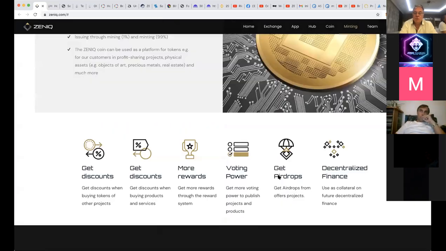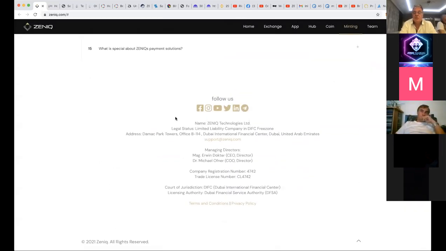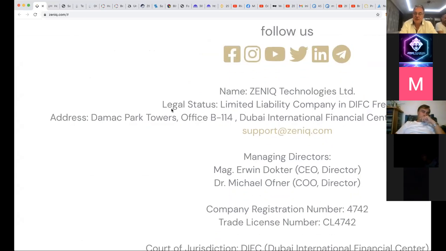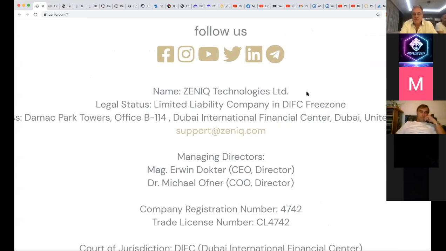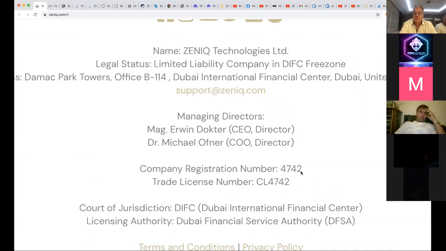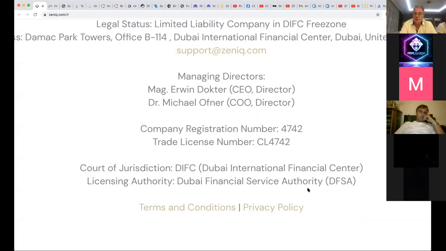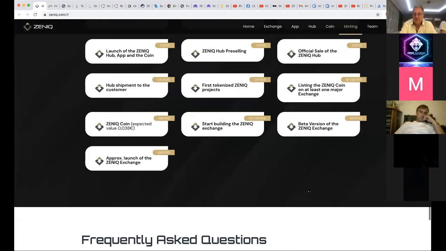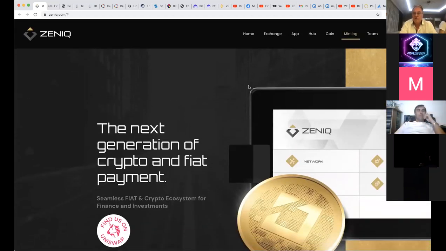If we go all the way down to the bottom of the page, this is the part which I think is very important. You have the name of the company, the legal status, the full address where the company is based, the email to support, and you can also see the managing directors. Erwin Doctor is the CEO of the concept, and Michael Offner is the COO. Then you have the company's registration number and trade license number. They are based in Dubai. So this information is important to know where you can find it.